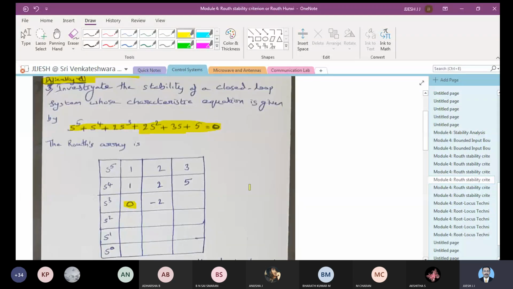So all of you have completed this? Yes, sir. Okay, so you got here 0. So you are not able to proceed further. So then you call it as a difficulty 1 process.